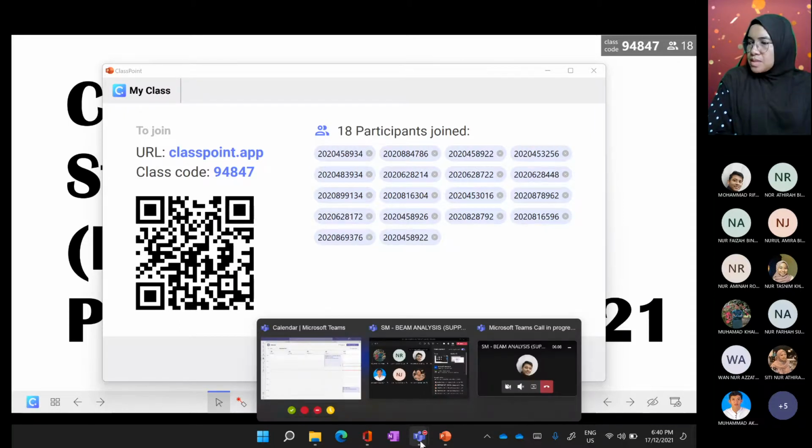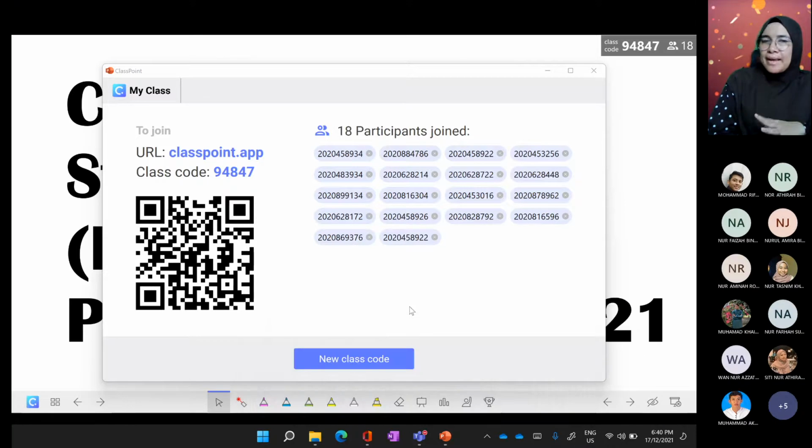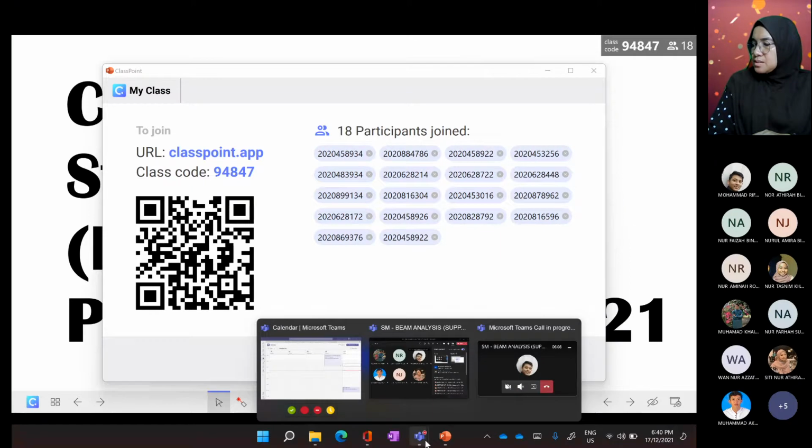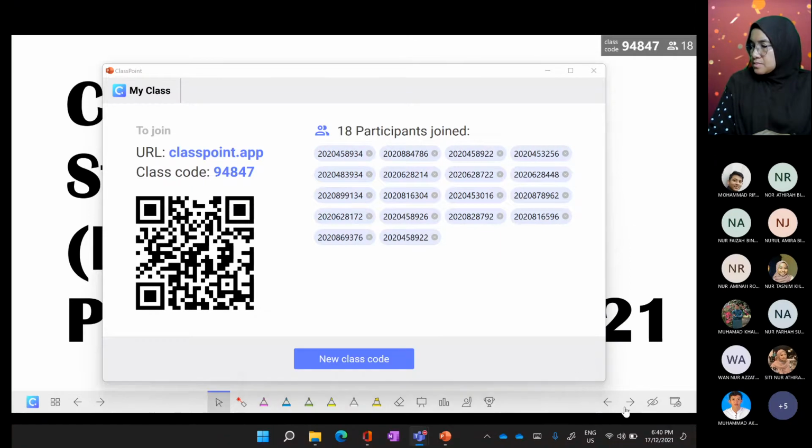Okay, I will stop this screen sharing. You fokus dekat screen yang mana class point ni appear, yang mana yang pakai handphone. Okay, refer to this screen, class point screen. Yang mana yang pakai laptop, refer pada screen ni jugalah. Okay, so saya akan stop this. Okay, so you listen to my instruction lah.